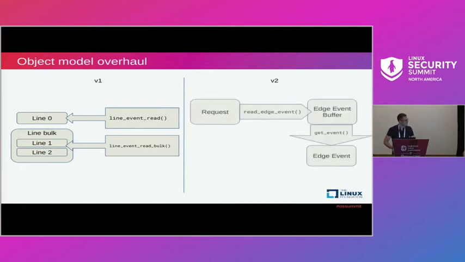And so in V2, what we did is the request is your point of entry. We have a helper structure, about which I'm going to be talking in a second, that is called edge event buffer.